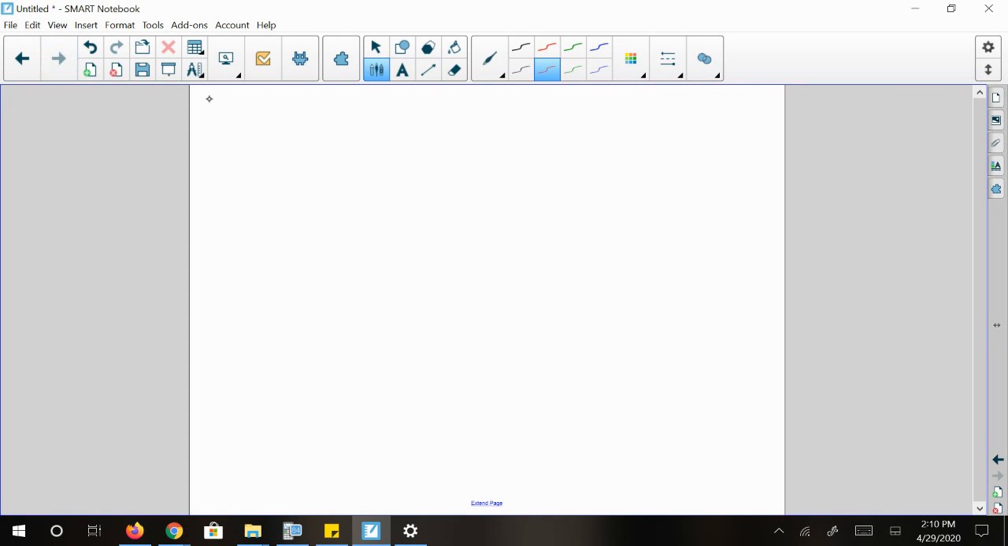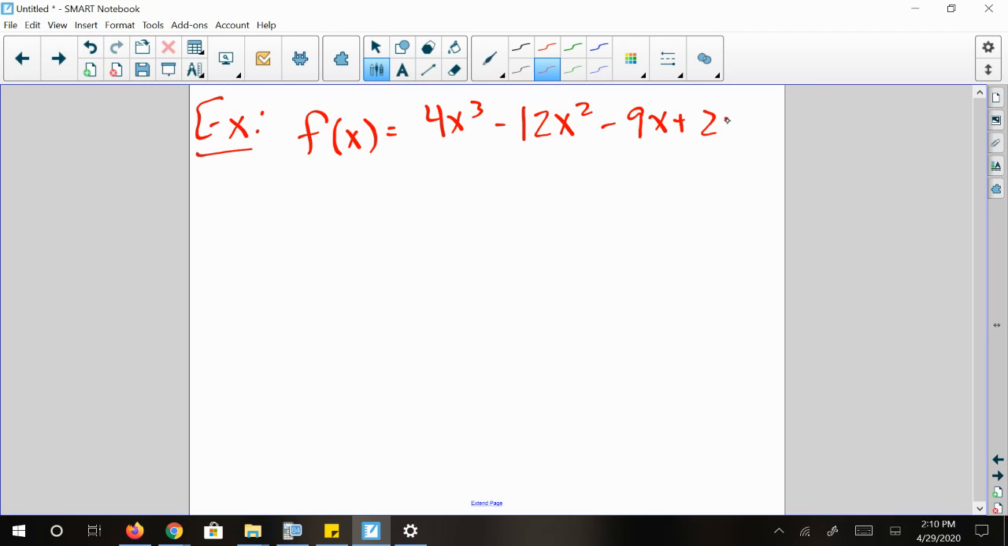So here's my function. It's going to be a big function. We've got 4x cubed minus 12x squared minus 9x plus 27, all divided by x squared minus 9. And what I'd like us to try here is: what's the limit as x approaches 3 of this function?